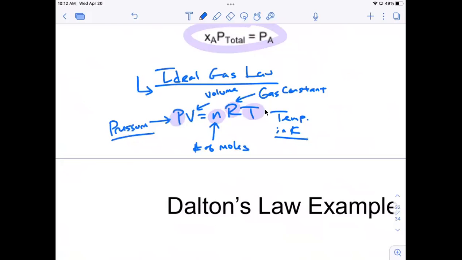R is a constant. I'm going to give you that number, but it's a given, so you will never have to solve for it. But you can solve for the number of moles, the temperature, the volume, or the pressure by rearranging this relationship. All right, let's take a look at some examples.